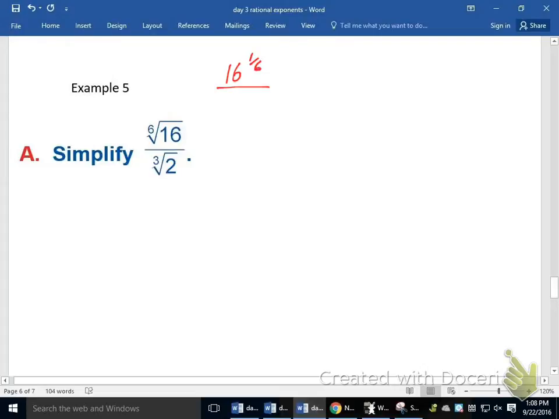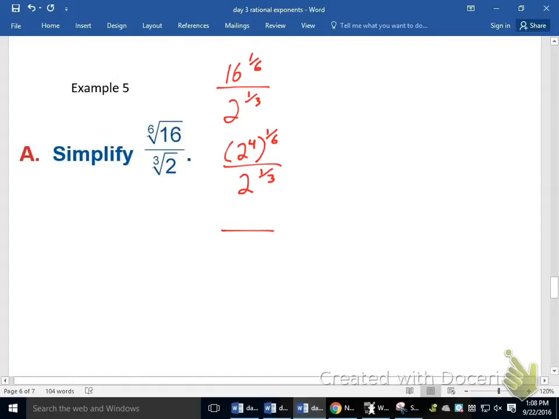16 will be to the 1/6 power. 2 will be to the 1/3 power. Okay, now let's work with them. Let's get this 16 down to a base of 2, because I know we can do that. 16 can be written as 2 to the 4th. We did it a little bit ago. Now I'll simplify this numerator, and the reason why I got to a base of 2 is so I could eventually combine it with this denominator.